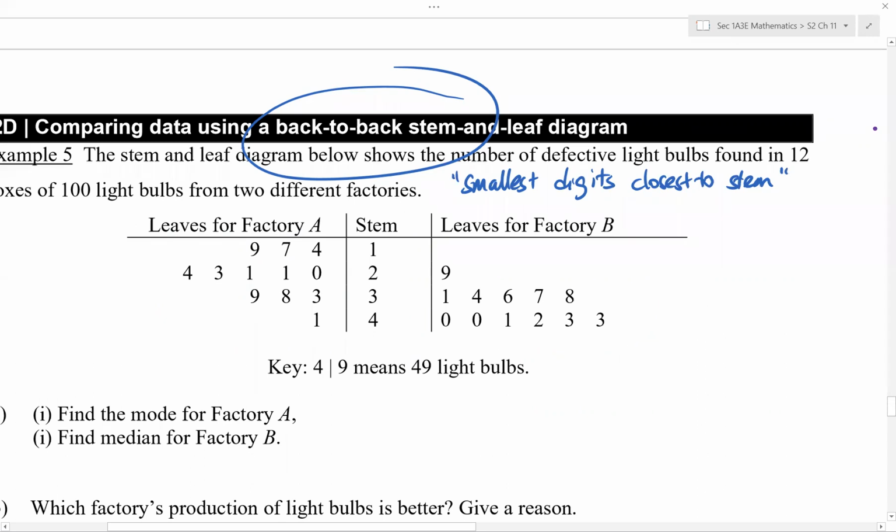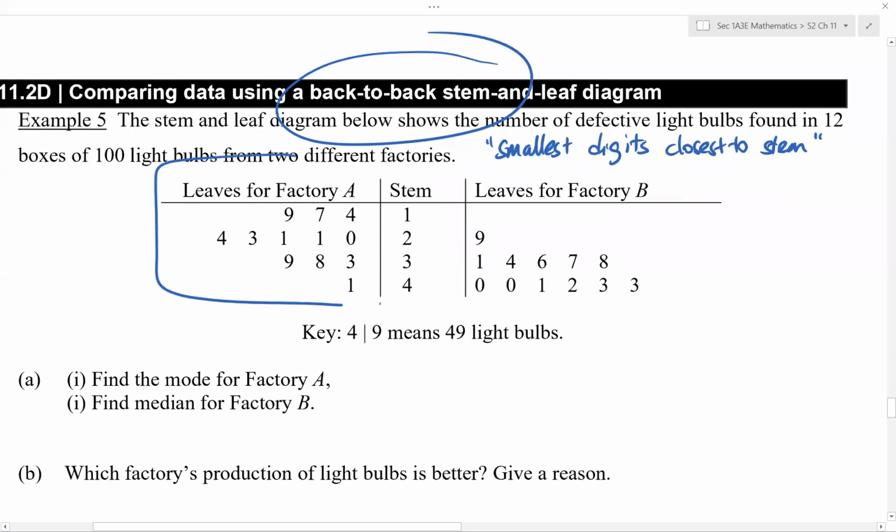So find the mode for factory A. Factory A, we're just interested in this. Looking for the most frequently occurring number. So we've got repeated ones over here. The mode is, starting from the stem, 1, 21 light bulbs.